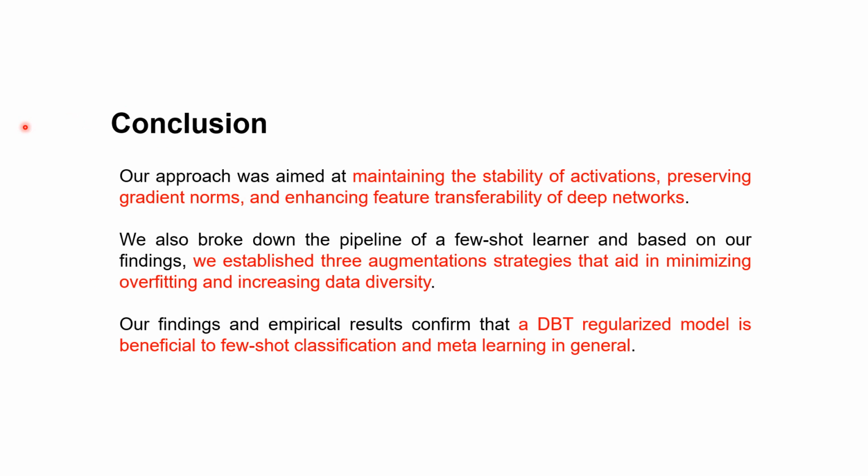In conclusion, our approach was aimed at maintaining the stability of activations, preserving gradient norms, and enhancing feature transferability of deep networks. We also broke down the pipeline of a few-shot learner, and based on our findings, we established that 3 augmentation strategies aid in minimizing overfitting and increasing data diversity. Our findings and empirical results confirm that a DBT regularized model is beneficial to feature classification and meta learning in general.